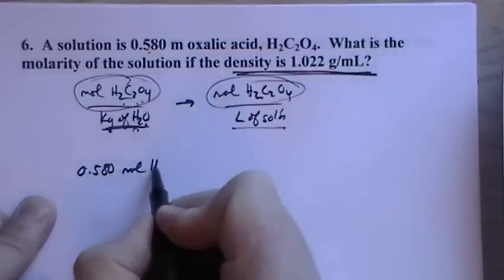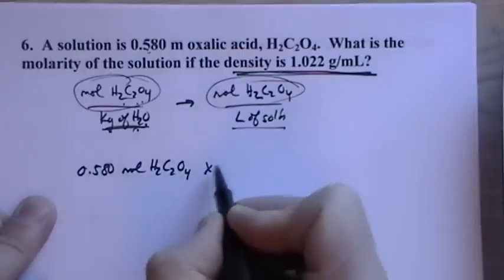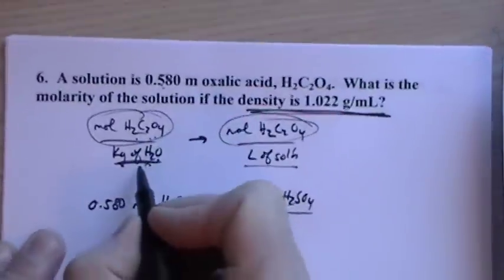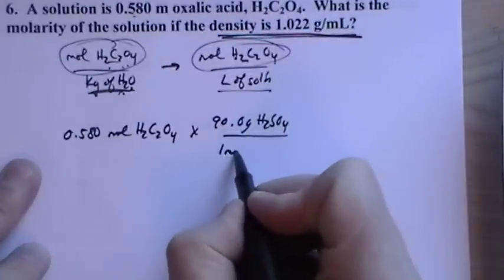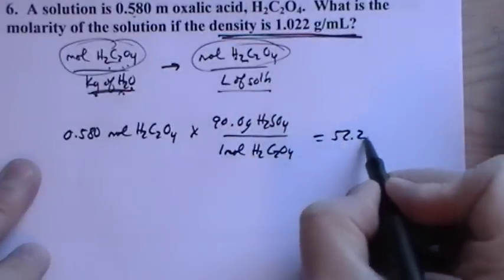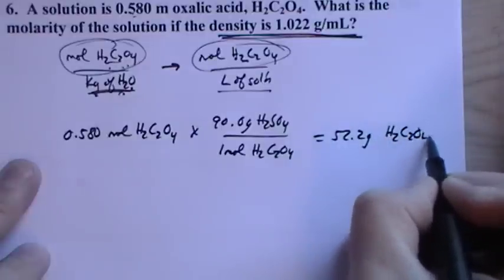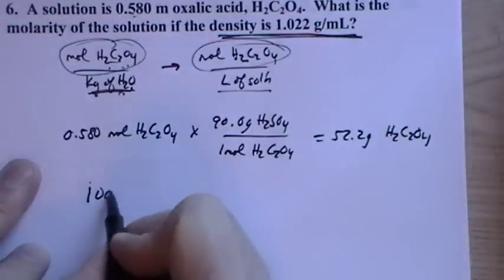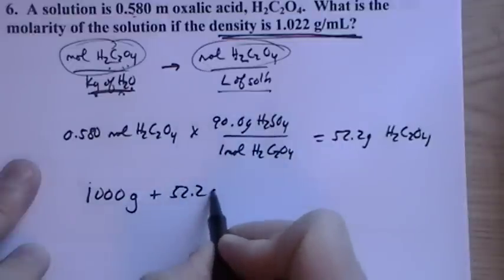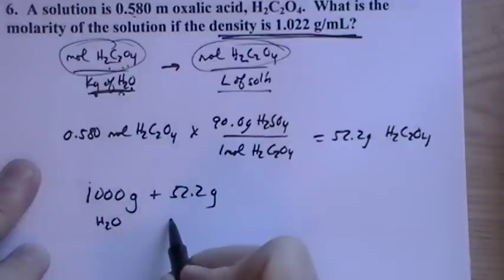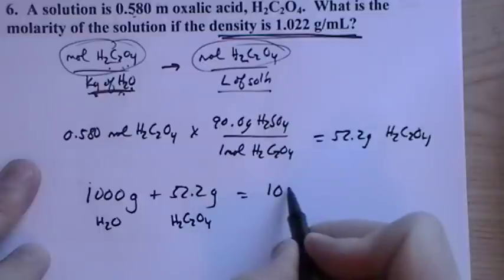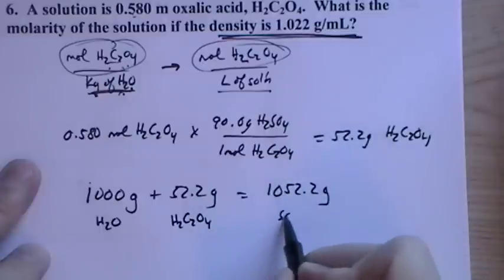We have 0.580 moles of H2C2O4. So we're trying to determine the mass of the solute. We already know the mass of the solvent. That's given in the definition, 1 kilogram. We'll add that to it, and that gives us 1 kilogram is 1,000 grams. So this is due to the water, this is due to the H2C2O4, the oxalic acid, and that's 1,052.2 grams of solution.